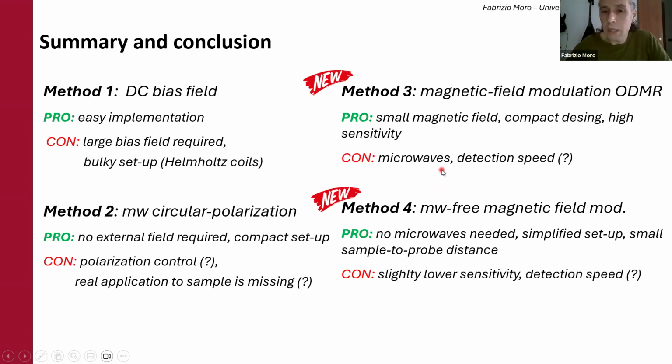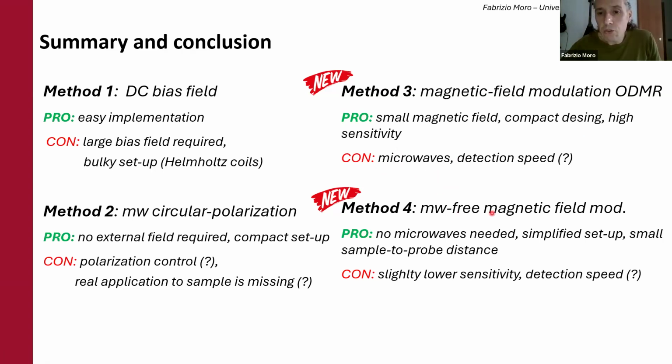And microwaves can also be an issue with some samples. For instance, they can heat up the sample, or microwave radiation can interfere with the magnetic properties of the sample that you want to study itself.